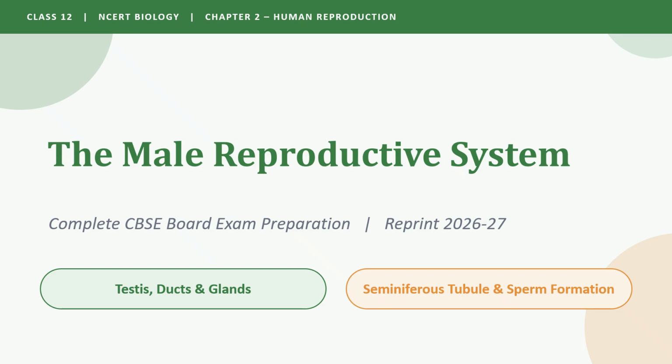Today we are going to see class 12 biology chapter 2 human reproduction. In this we are going to see the male reproductive system. The male reproductive system is responsible for producing, storing and transporting sperm, that is the male reproductive cells. It also secretes the male sex hormone testosterone, which is essential for the development of male secondary sexual characteristics and reproduction.